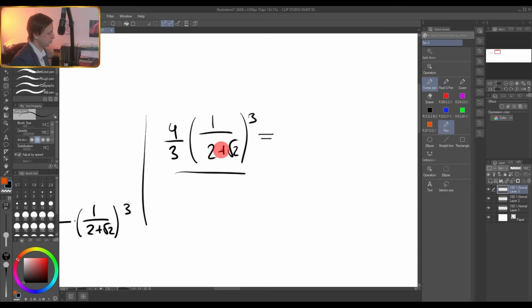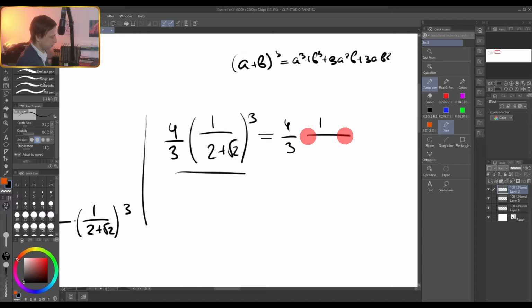So here we will use the formula for (a plus b) cubed for the denominator, right? This formula is a cubed plus b cubed plus 3a squared b plus 3ab squared. Let's apply it here for the bottom part. 1, and here it will be 2 cubed, it will be 8, plus square root of 2 cubed, it will be 2 square root of 2, right? And plus 3a squared b, 3 times 2 squared, 3 times 4, it will be 12 square root of 2, and finally 3ab squared.